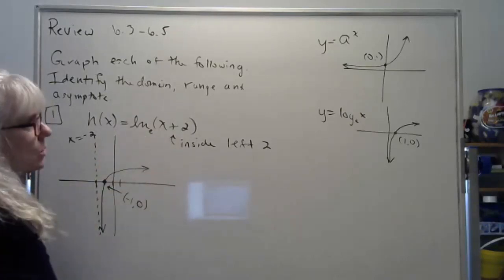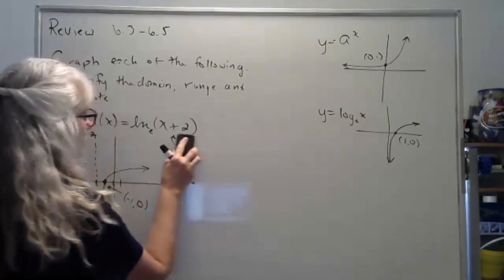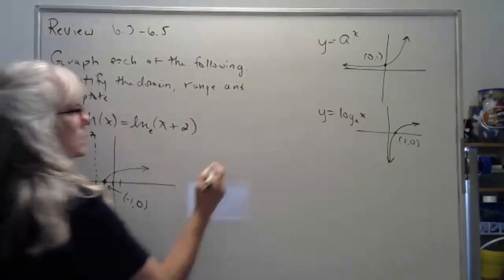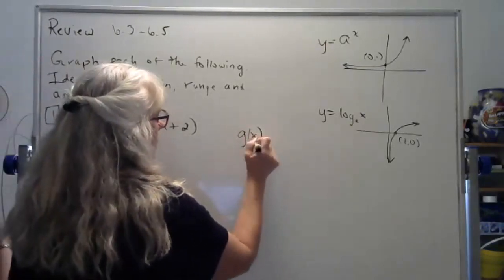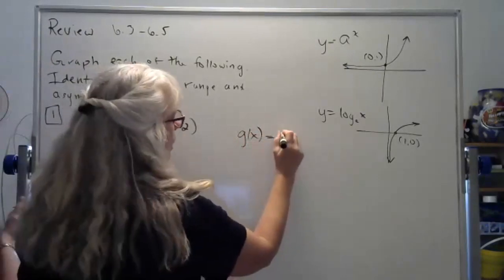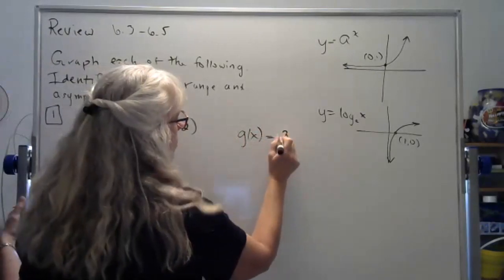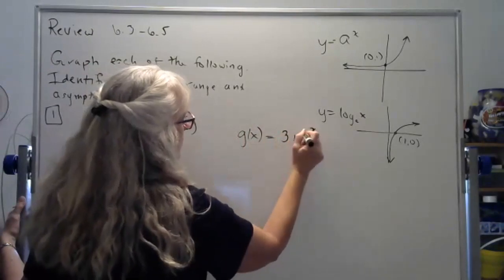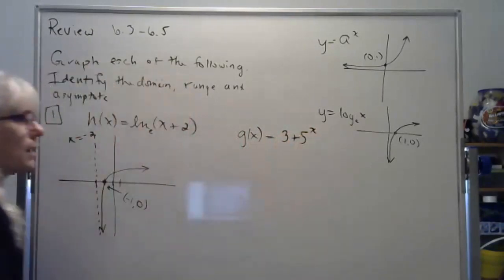Okay, let's go do an exponential graph. So let's graph g of x is equal to 3 plus 5 to the x power. So 3 plus 5 to the x power.